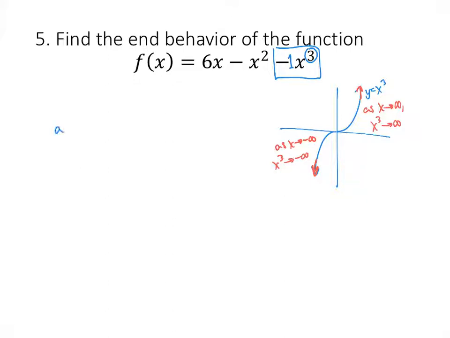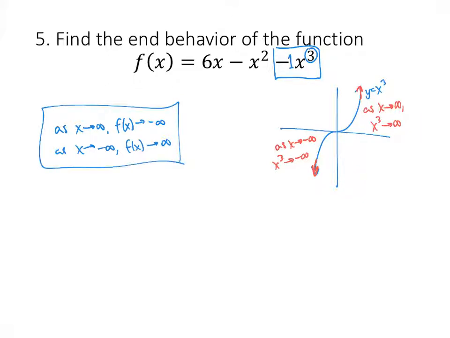So as x goes to infinity, x cubed was going to infinity, so f of x is going to go to minus infinity. And as x goes to minus infinity, x cubed was going to minus infinity, so f of x goes to infinity. And there's our end behavior.